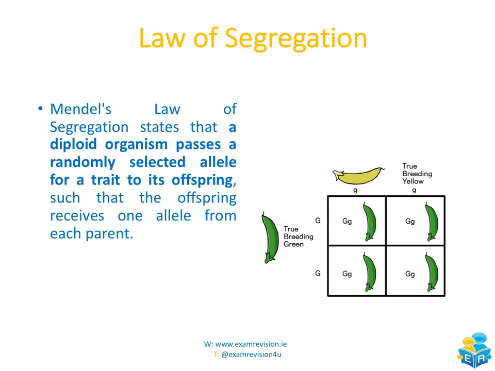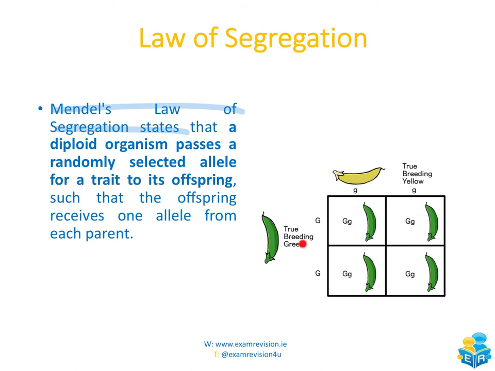So he came up with two laws in his time of studying genetics, and one of them was Mendel's law of segregation. So Mendel's law of segregation states that a diploid organism, so if you have two copies of chromosomes, a diploid organism will pass a randomly selected allele for a trait to its offspring. Okay, so what does that mean?